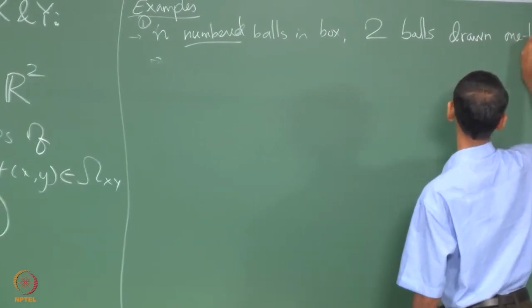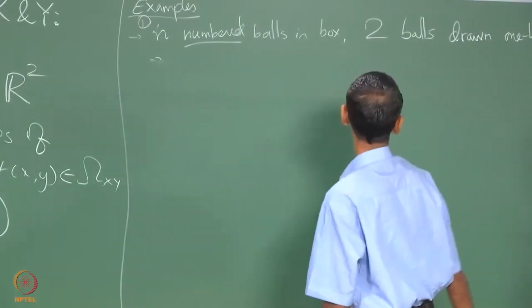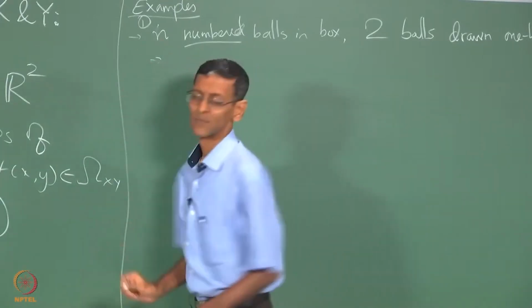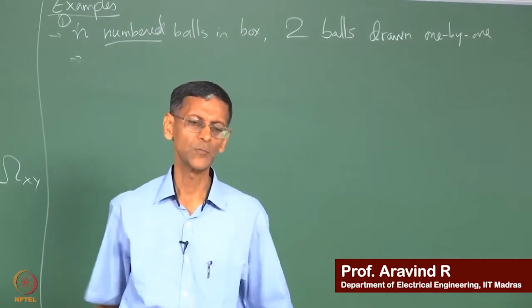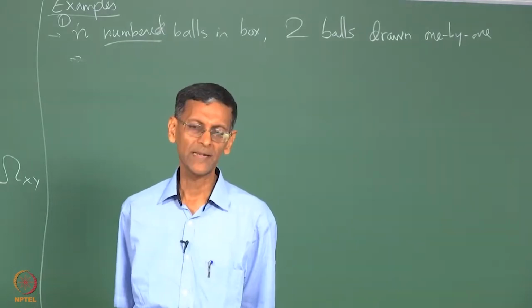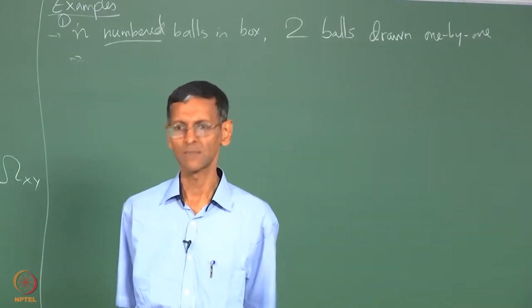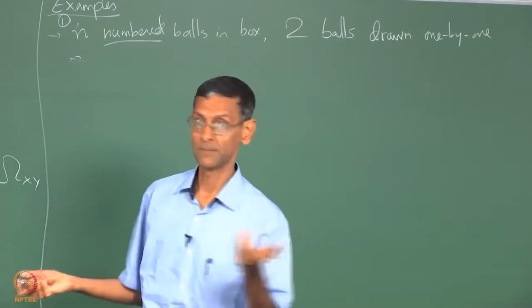You draw them one by one, which is the same as without replacement. Now, this is the experiment, simple. You are drawing them at random, just putting your hand in there and pulling out 2 balls. So what are the 2 automatically definable random variables? X is, for example, the number on the first ball, and Y is the number on the second ball.